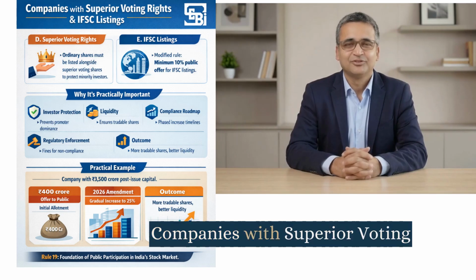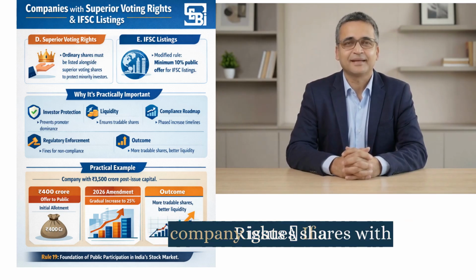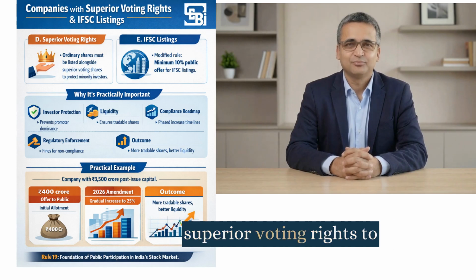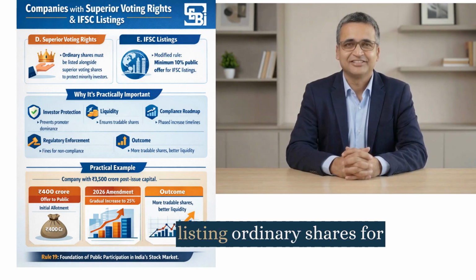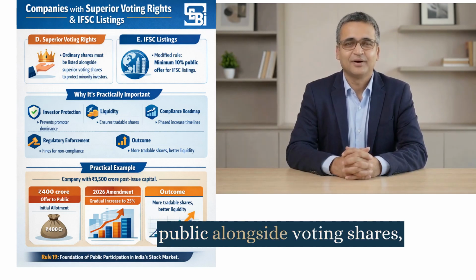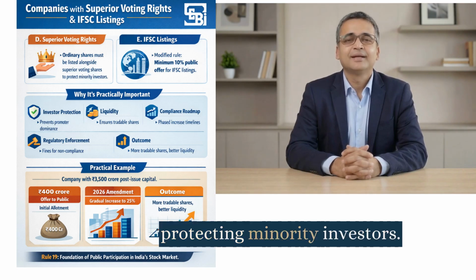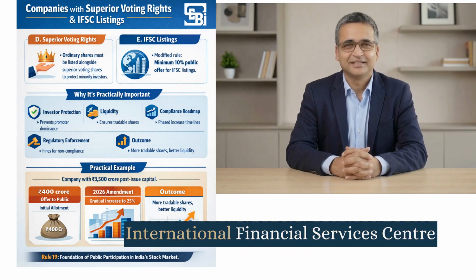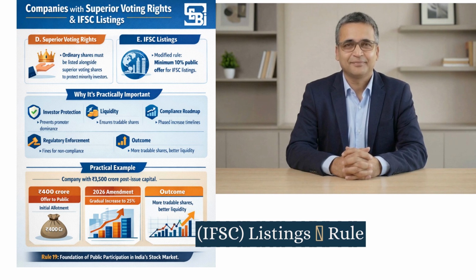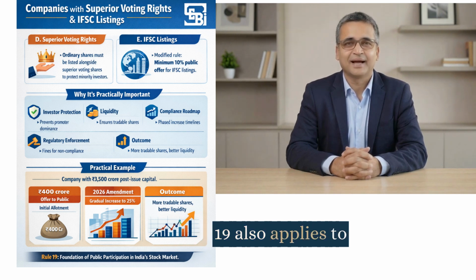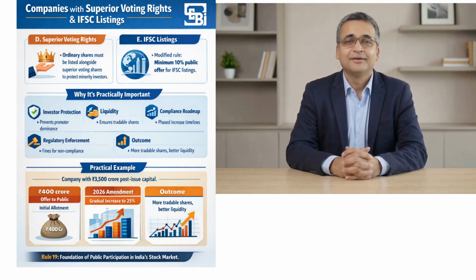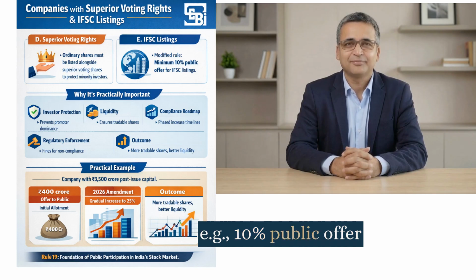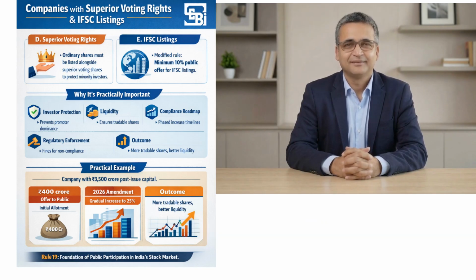D. Companies with superior voting rights. If a company issues shares with superior voting rights to promoters or founders, Rule 19 mandates listing ordinary shares for public alongside voting shares, protecting minority investors. E. International Financial Services Center (IFSC) listings. Rule 19 also applies to companies listing in IFSCs but with modified thresholds. For example, 10% public offer instead of 25%.